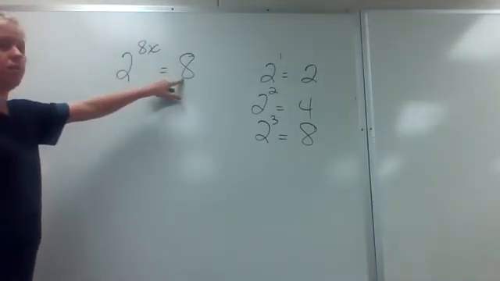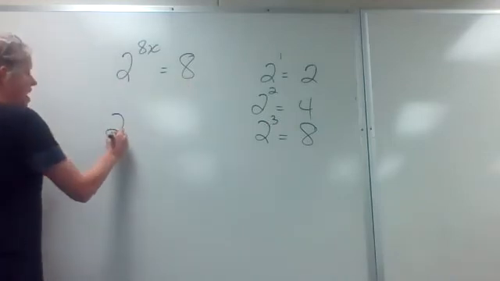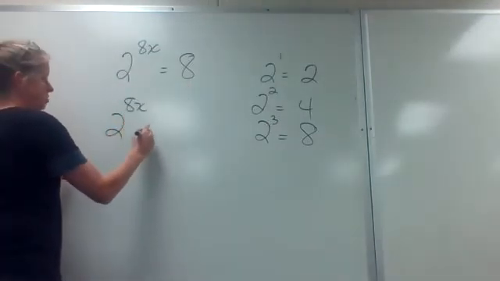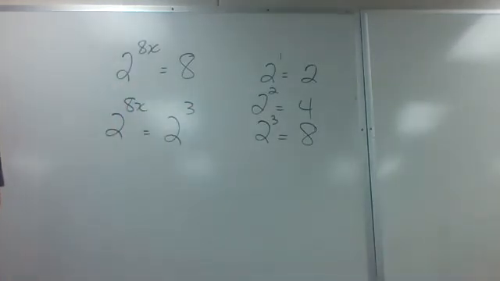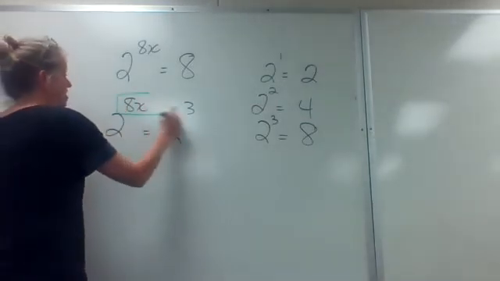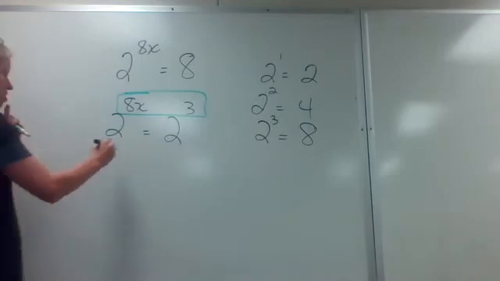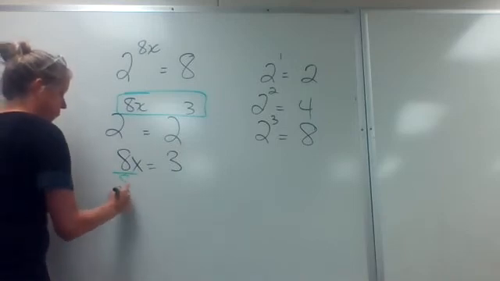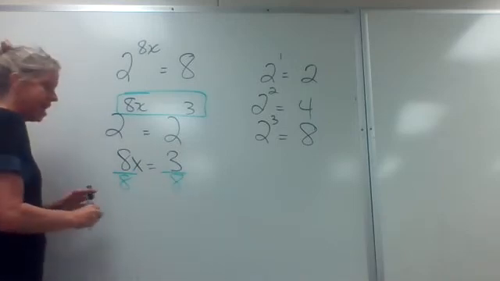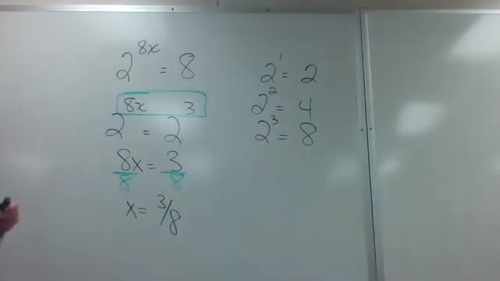So this is what I'm going to rewrite this side as, is 2 to the third power. So both sides will have base of 2. So if you can do that and make your bases the same, then you're just going to set up an equation with your exponents and solve it for x. So 8x equals 3. Divide by 8. So x equals 3/8.